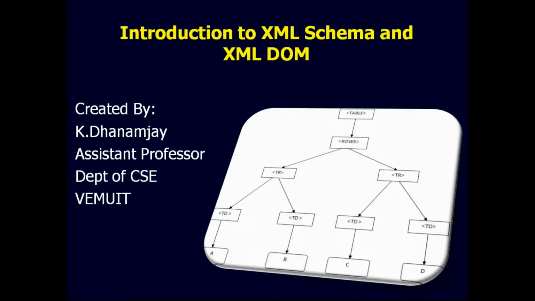Now I want to give information about an introduction to XML schema and XML DOM, that is, the document object model. In the previous classes we observed what is meant by XML DTD, how a DTD works, what limitations there are in an XML DTD, what the main solution for a DTD is, and a practical example we observed, right?